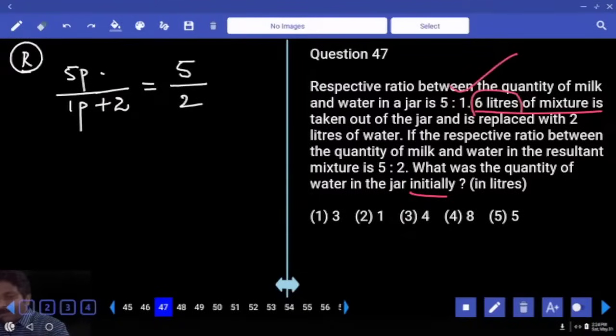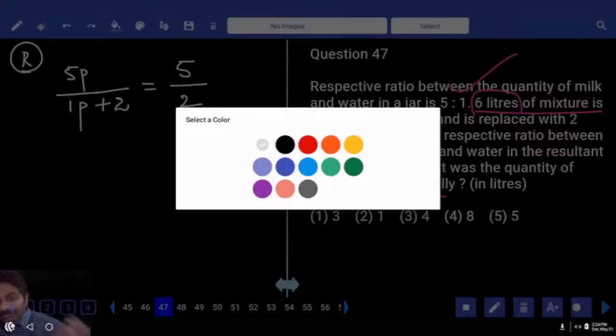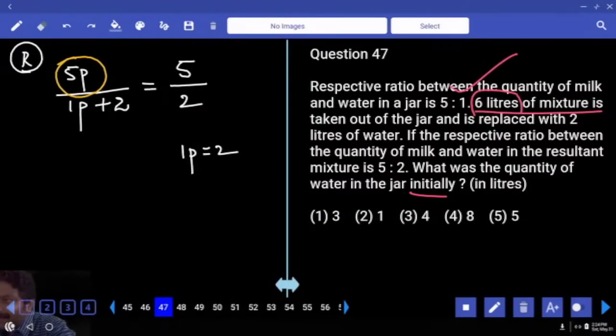If you go for cross multiplication, 10 parts, 5 parts. Difference? 2 into 5. Then 1 part is equal to 2. Correct? Now, can you tell me what is this 5 part? Initial milk or milk in the remaining container? Milk in the remaining container. What is this 1 part? Water in the remaining container. Correct? So water in the remaining container is how many liters? 2 liters. Correct?